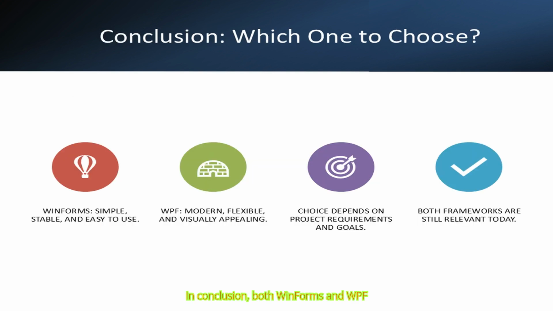In conclusion, both WinForms and WPF have their own strengths and weaknesses. WinForms is simple, stable, and easy to use, making it a great choice for quick development and legacy support. WPF, on the other hand, is modern, flexible, and allows for visually stunning UI designs. The choice between the two ultimately depends on your project's requirements.